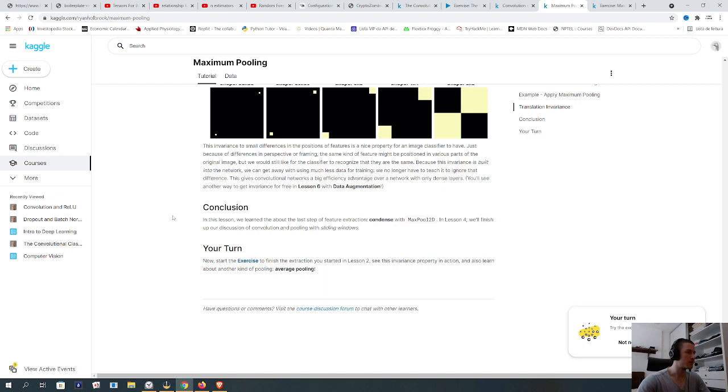Conclusion. In this lesson, we learned about the last step of feature extraction: condense with MaxPool2D. In lesson 4, we'll finish up our discussion on convolution and pooling with sliding windows.